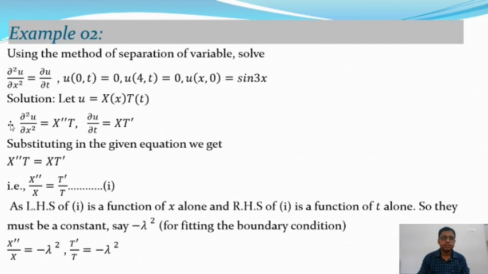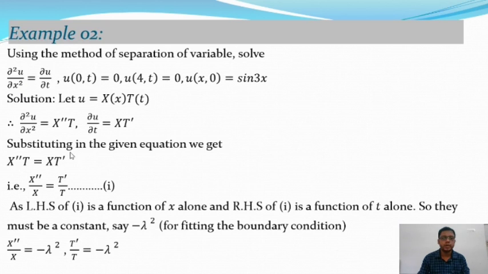So therefore, the second order partial derivative with respect to x will be X double dash into T, where t is constant. And similarly, the first order derivative with respect to t will be X into T dash, where x is a constant and t is a variable. So now substituting in the given equation, we will get X double dash T is equal to X T dash, where X double dash T is equal to del 2u by del x square, and X T dash is equal to del u by del t.